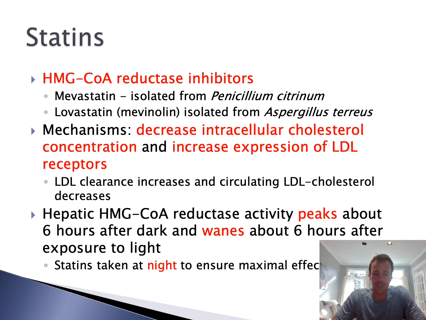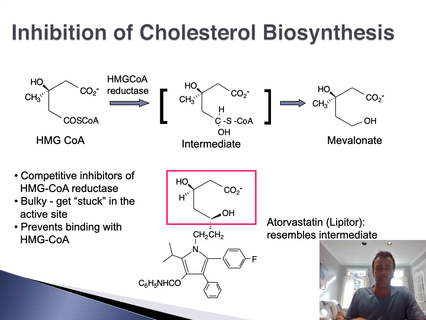Interestingly, these drugs are taken at night to ensure maximal effect. This is because your HMG-CoA reductase activity in your liver peaks about 6 hours after dark and goes down about 6 hours after exposure to the light. These inhibitors of HMG-CoA reductase are typically competitive inhibitors. They mimic the intermediate of the reaction, and they prevent binding of the HMG-CoA substrate to the enzyme.